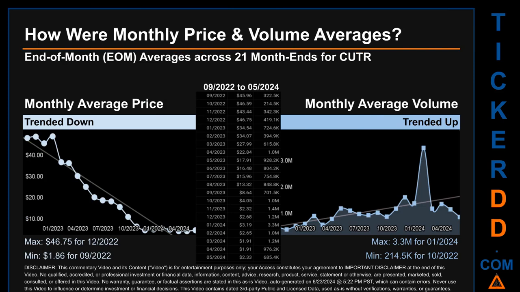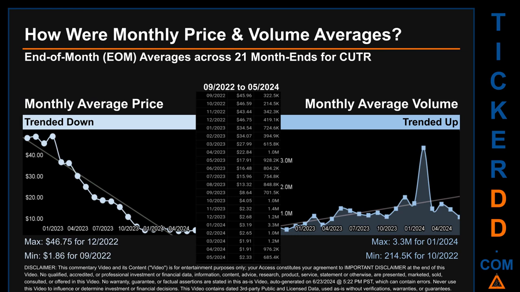How were price and volume averages for CUTR? Across 447 trading days, there were a total of 21 month ends, of which monthly averages for daily price and volume were calculated. Overall, monthly price average trended down while monthly volume average trended up.